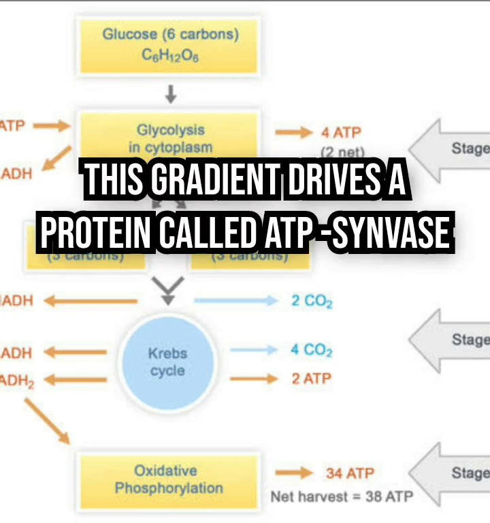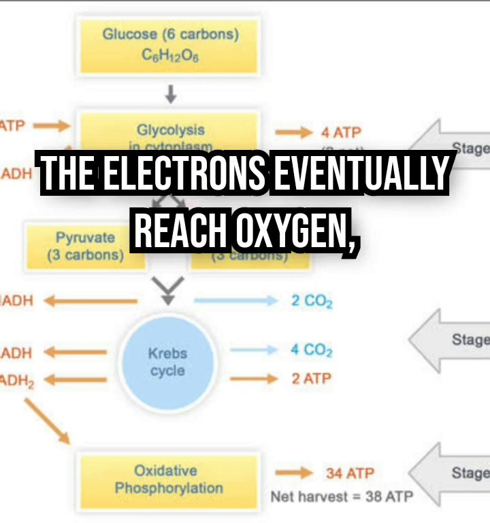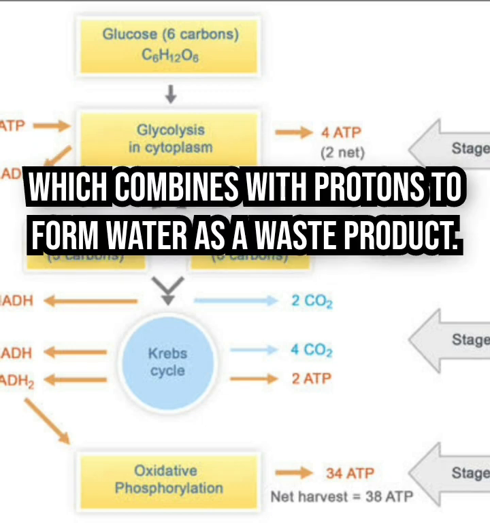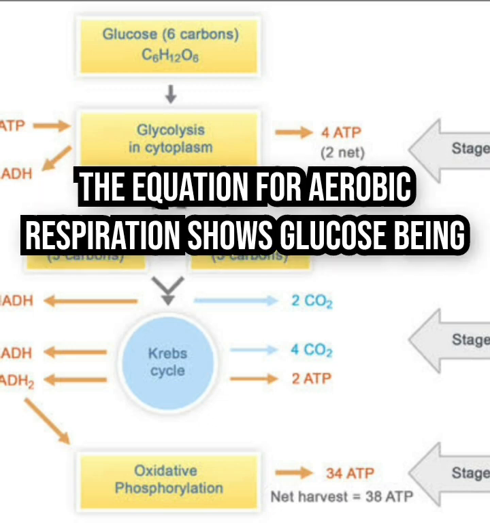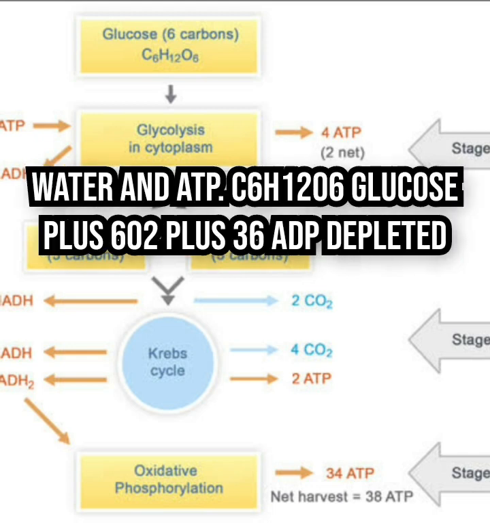This gradient drives a protein called ATP synthase to make ATP from ADP and a phosphate group. The electrons eventually reach oxygen, which combines with protons to form water as a waste product. The equation for aerobic respiration shows glucose being combined with oxygen and ADP to produce carbon dioxide, water, and ATP.